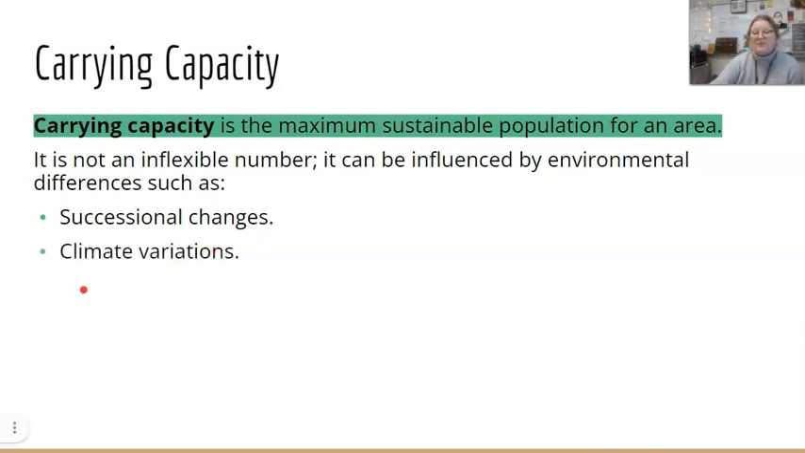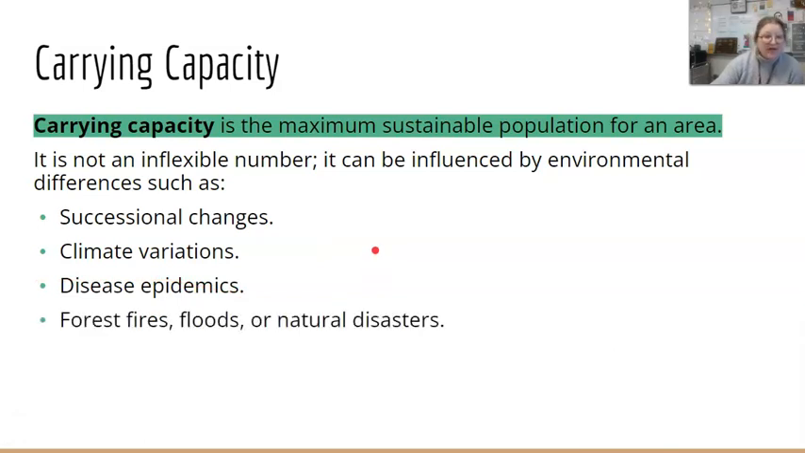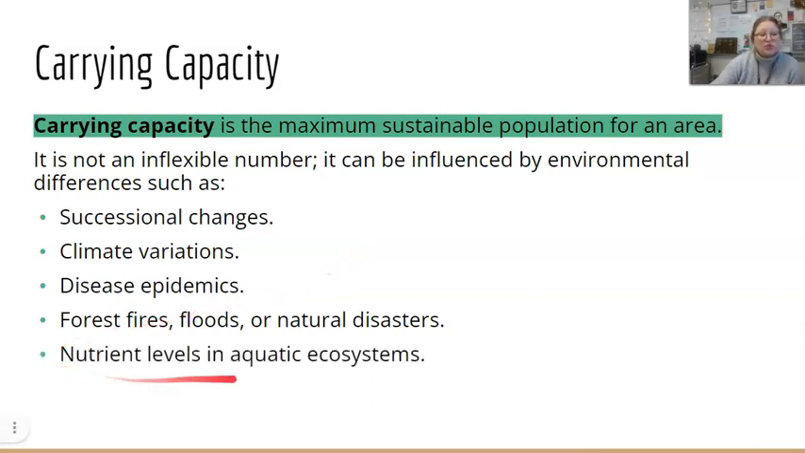It could be influenced by climate variations. It could be influenced by disease epidemics, forest fires, floods, or natural disasters, and also nutrient levels in aquatic ecosystems. So if we look at these, some of these are extrinsic, some of them are intrinsic.